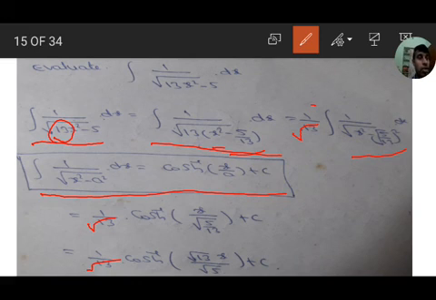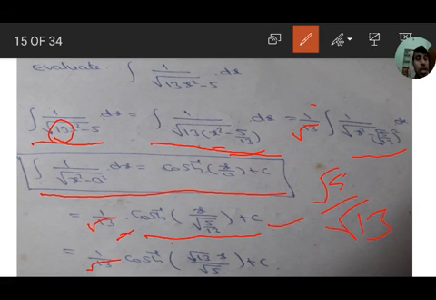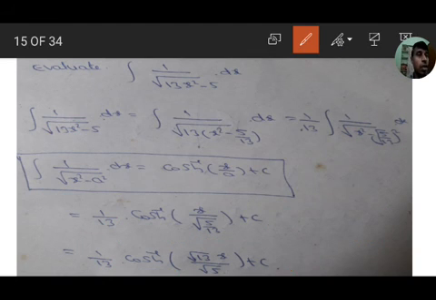So 1 by root 13 is as it is, into cos h inverse x by a, means root 5 by 13, plus c. In the reciprocal, root 5 by 13 means root 5 by root 13, and it will be reciprocal: 1 by root 13 into cos h inverse root 13 x by root 5 plus c. Okay, here is a printing mistake, it is root 13 compulsory. Here also root 13, here also root 13.